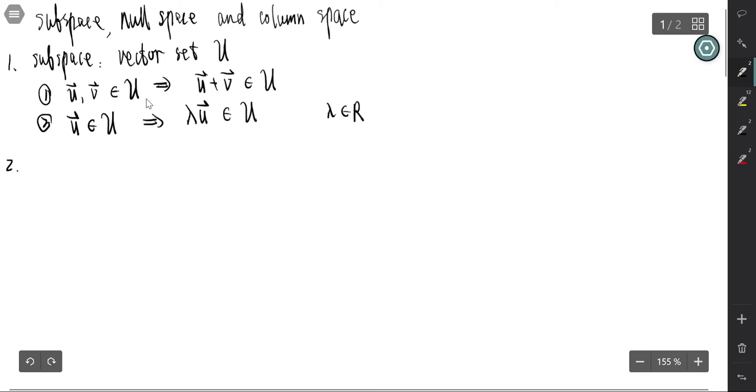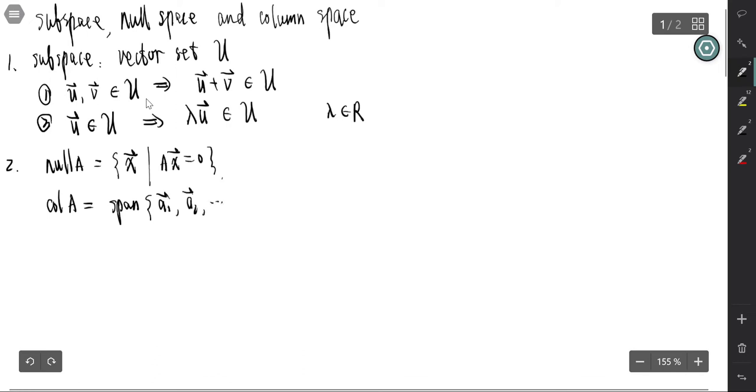The second definition is the null space and column space of a matrix. The null space of A is defined as all vectors x such that Ax equals 0. And the column space of matrix A is the span of A1, A2, up to An, if A has column vectors A1, A2, and so on to An. That's the column space.